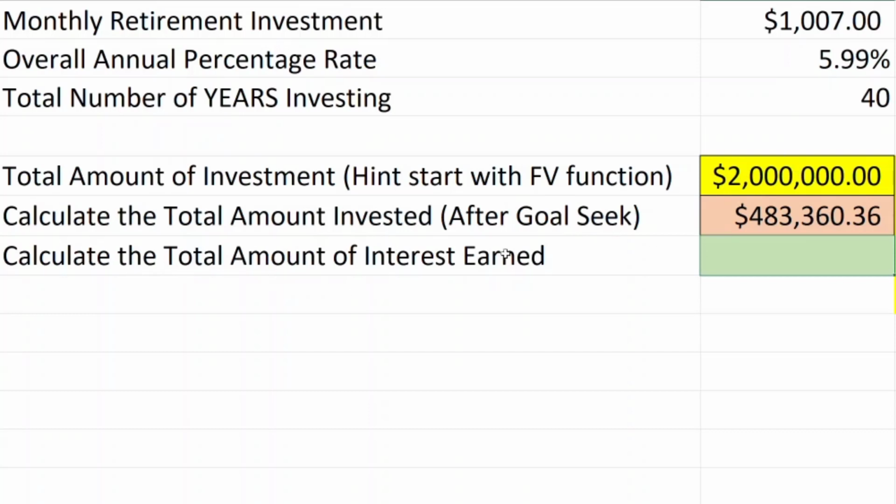Then it says calculate the total interest earned. Well, that's just the difference. Equals this minus that. And we see that the interest earned is $1.5 million on the $483,000 that we invested.